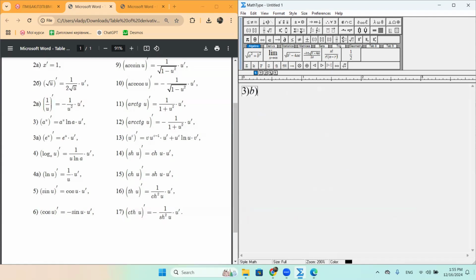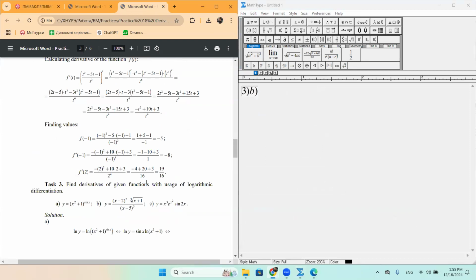So now moving to part B. Logarithmic differentiation is useful not only for power exponential functions, but also for products and fractions of functions. It can simplify calculations. So let's do the next. Again, we take logarithms of both parts.